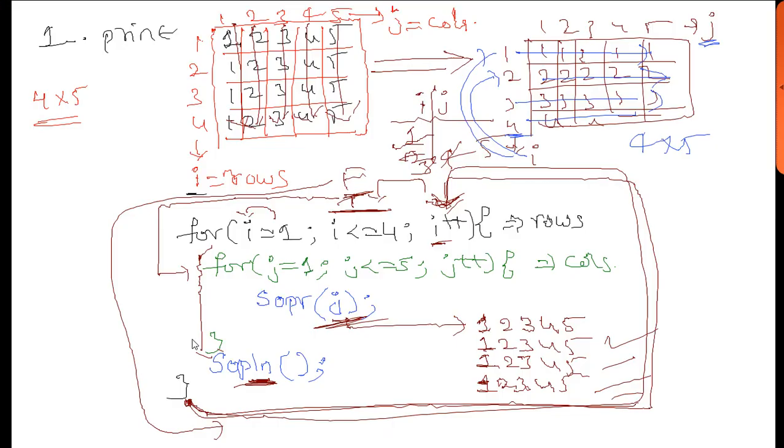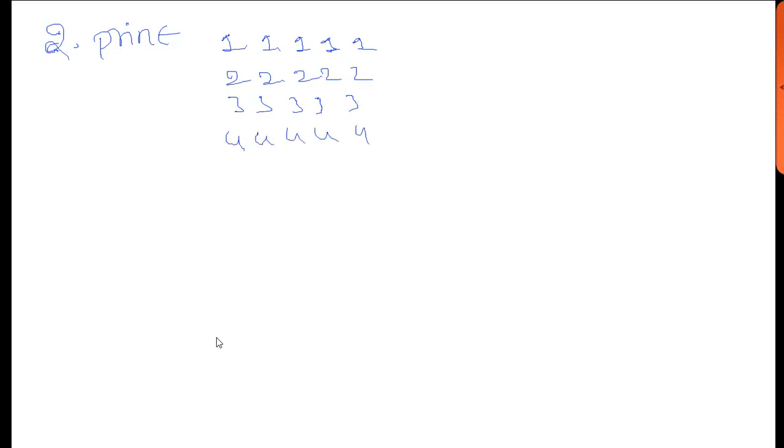For this, let me explain once again, please. What's the program? Let me erase it. The second program is like this. Print 1 1 1 1 1, 2 2 2 2 2, 3 3 3 3 3, 4 4 4 4 4.